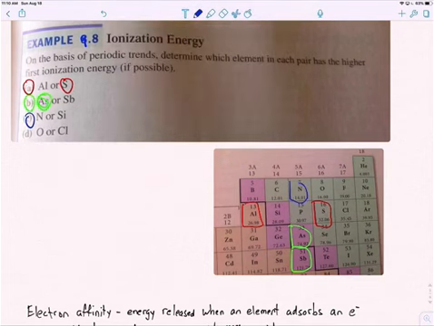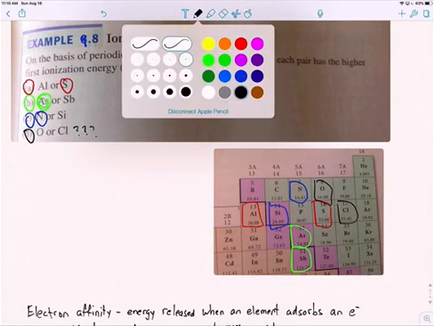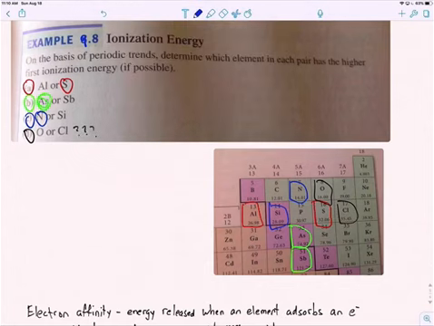Nitrogen or silicon. Here is nitrogen, here is silicon. It is definitely nitrogen because it's to the right and it's higher. And then we have oxygen or chlorine. Here is oxygen, here is chlorine. This one you can't tell, because it's ambiguous with the reasoning.